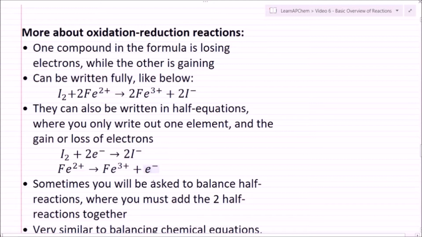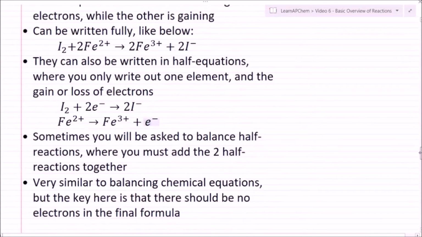Again, if you have any questions about that, don't hesitate to leave a comment. Now, sometimes you'll be asked to balance half reactions, where essentially you have to add these two together and then balance them. Now, this is very similar to balancing chemical equations, but the key here is that there should be no electrons in the final formula. So let's take a look at what this would look like here.